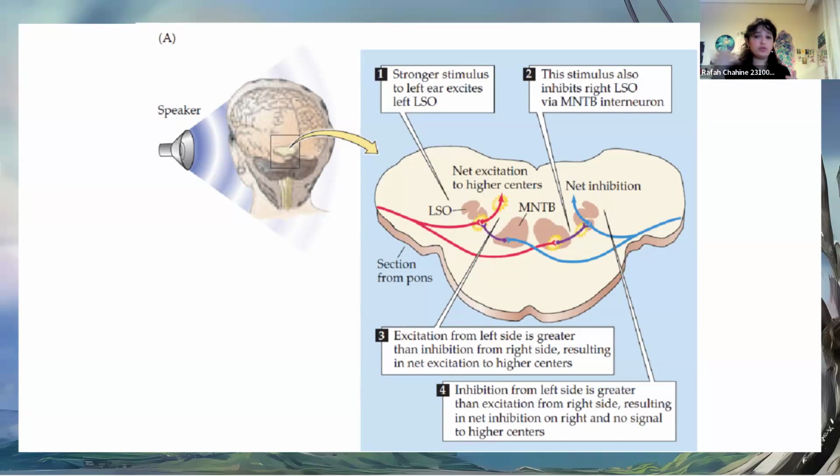Now, once it goes to the contralateral superior olivary nucleus, that nucleus itself knows that the electrical signals for hearing are coming from the left specifically. It is going to inhibit the signals that are coming from the right, because obviously your left ear is being stimulated more than your right, right?